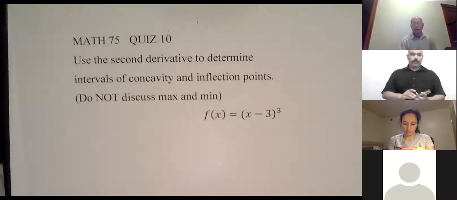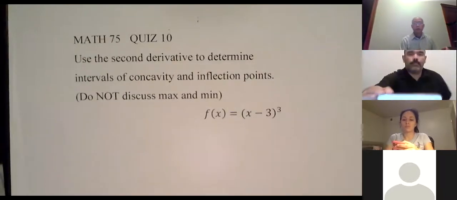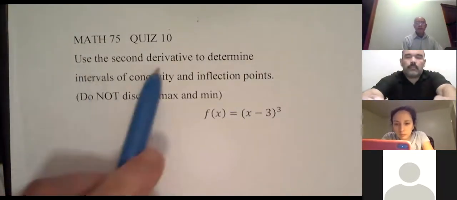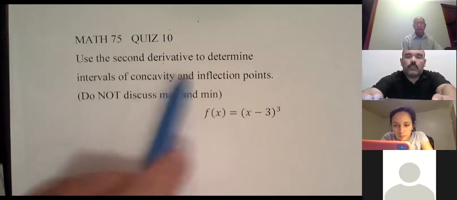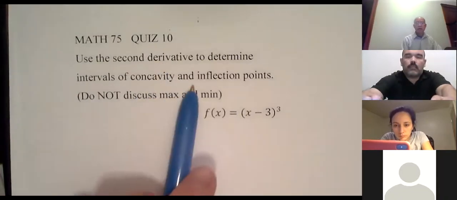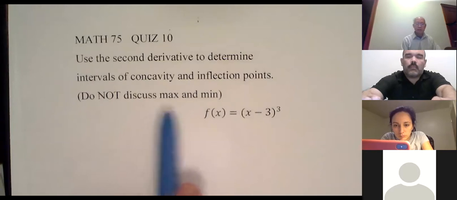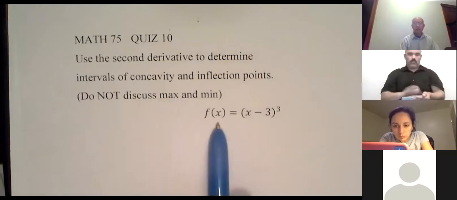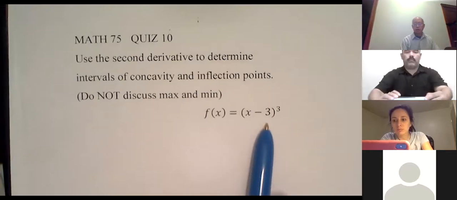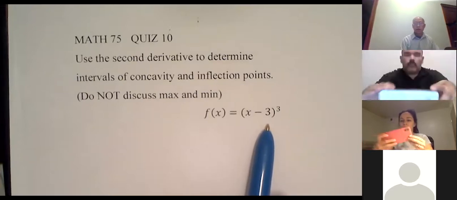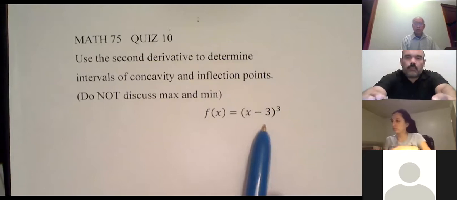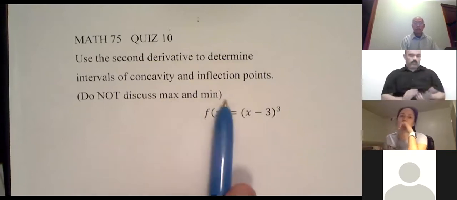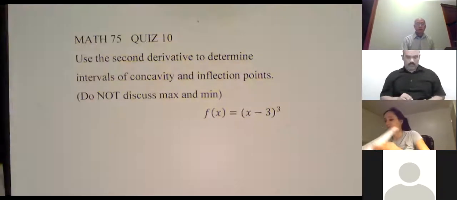So here we go. And again, worst comes to worst, this is still being recorded, so you have it on the video. Use the second derivative to determine intervals of concavity and inflection points. Do not discuss max and min. So go straight to the second derivative. The function is f of x equals x minus 3 cubed. Do your sign analysis only on the second derivative. Determine concave up, concave down, and inflection points.